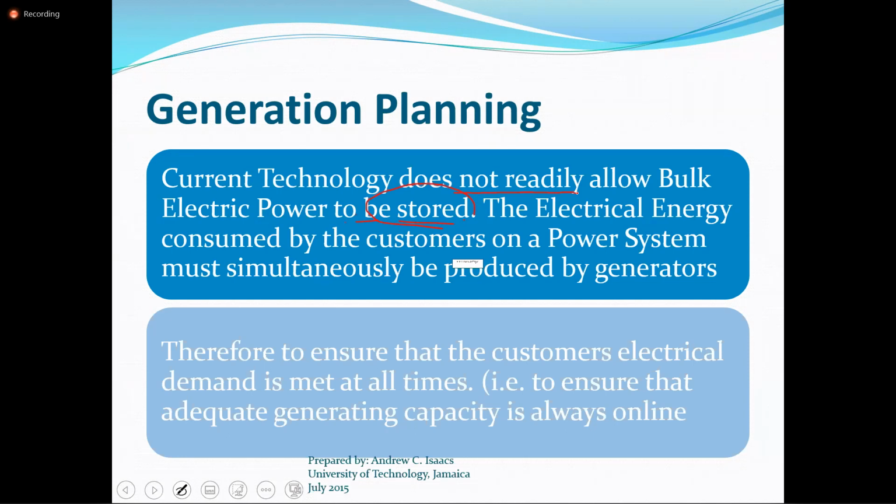But for the purpose of what we'll be dealing with today, we are saying that it's not readily stored, and therefore what is produced must be consumed, or what is required by the customers must be produced at the same time by the generator. So the question is, how do we balance that? How do we determine what the customers need and how much we need to generate?